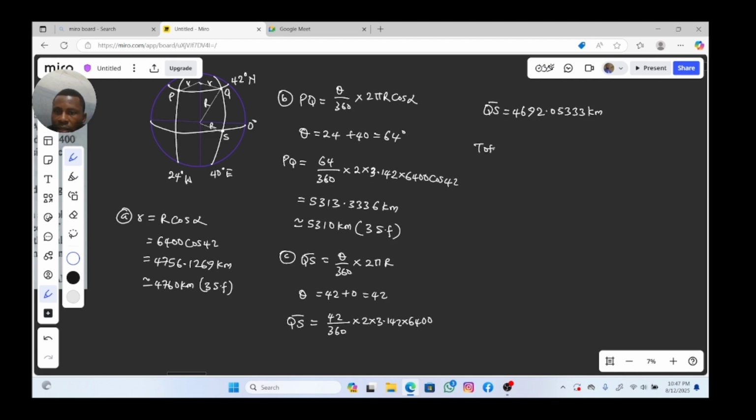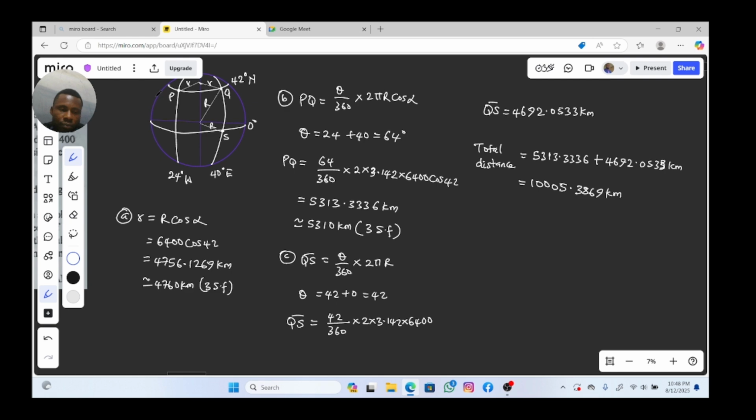So let's get the total distance. Total distance traveled is going to be equal to, don't use the approximate value to solve, use this long one, 5313.3336 plus 4692.0533. Okay, so after adding all this, we have 10005.3869 kilometers. All right, that's the total distance.